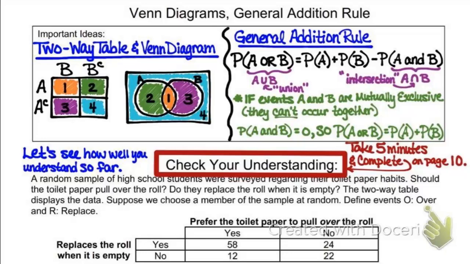Take about 5 minutes or so, and I want you guys to try to check your understanding at the bottom. A, B, C, D.